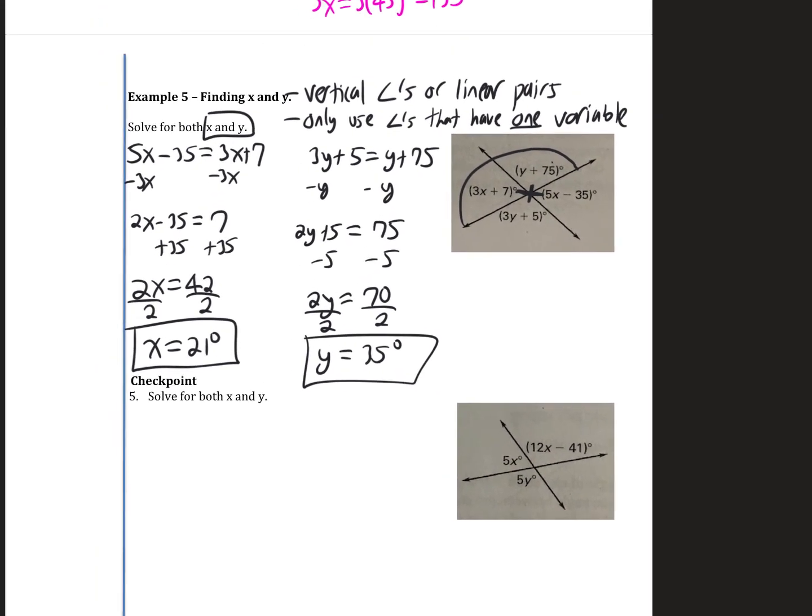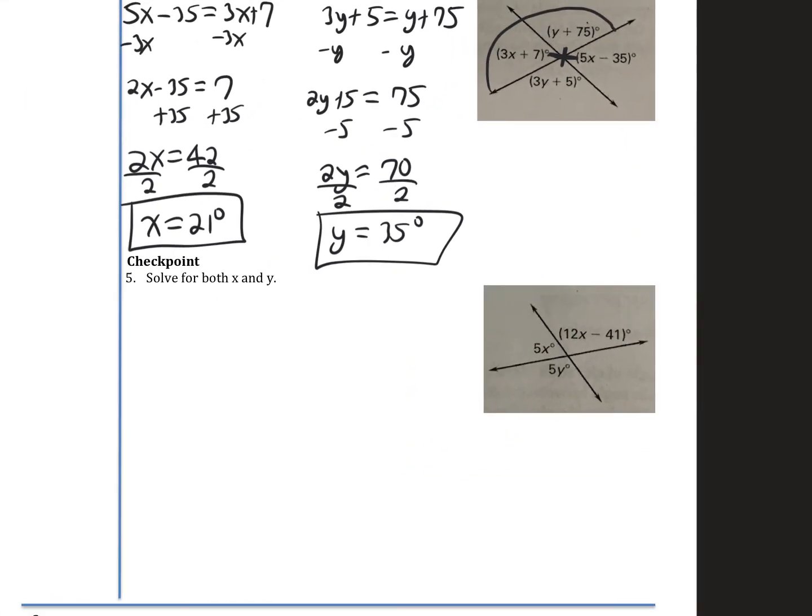Why don't you guys try checkpoint 5? It might be a little bit trickier, but see if you can figure it out. You may have to find one pair first and then use what you figure out to find the other one. Pause the video. Okay, sounds good. So we have 5x, 12x minus 41, and 5y. We only have x's in two angles, and we have y in another angle. So we're going to use these two angles because those are the only ones that both have x.